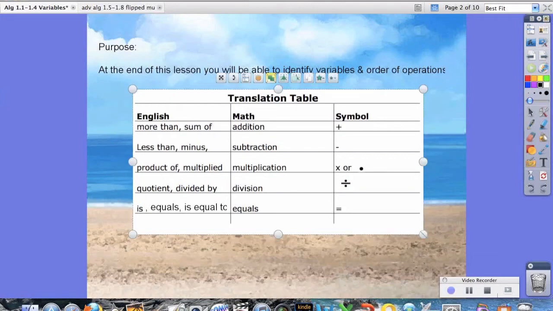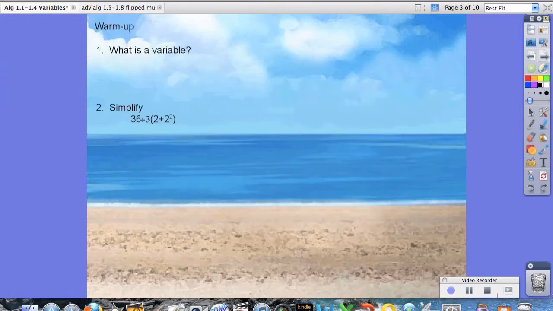And another important one that is always overlooked is "is" or "is equal to." That refers to, obviously, equals, but a lot of times people forget "is" also means equal. So go ahead and copy this down, please.